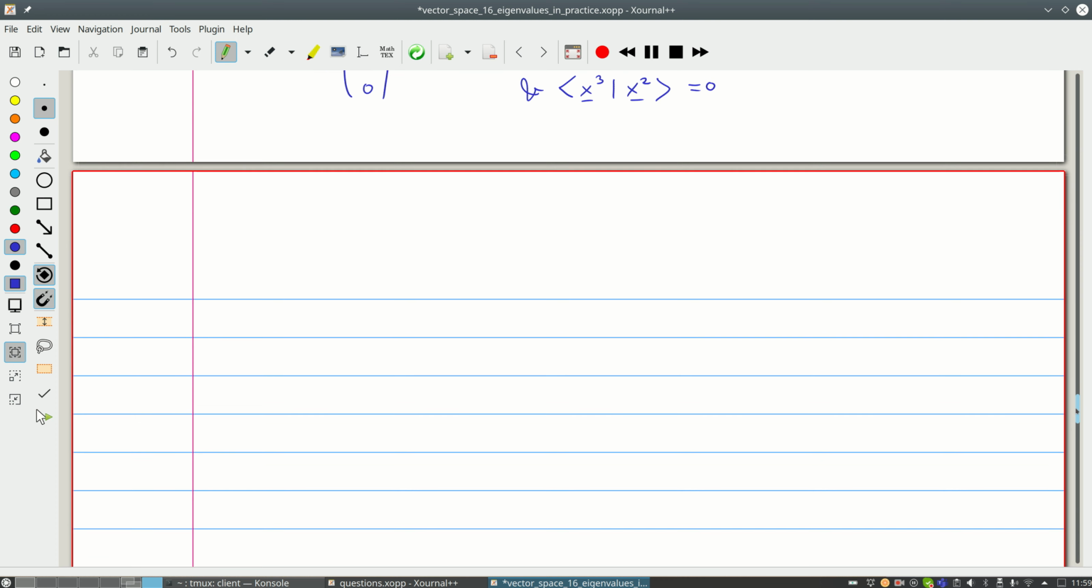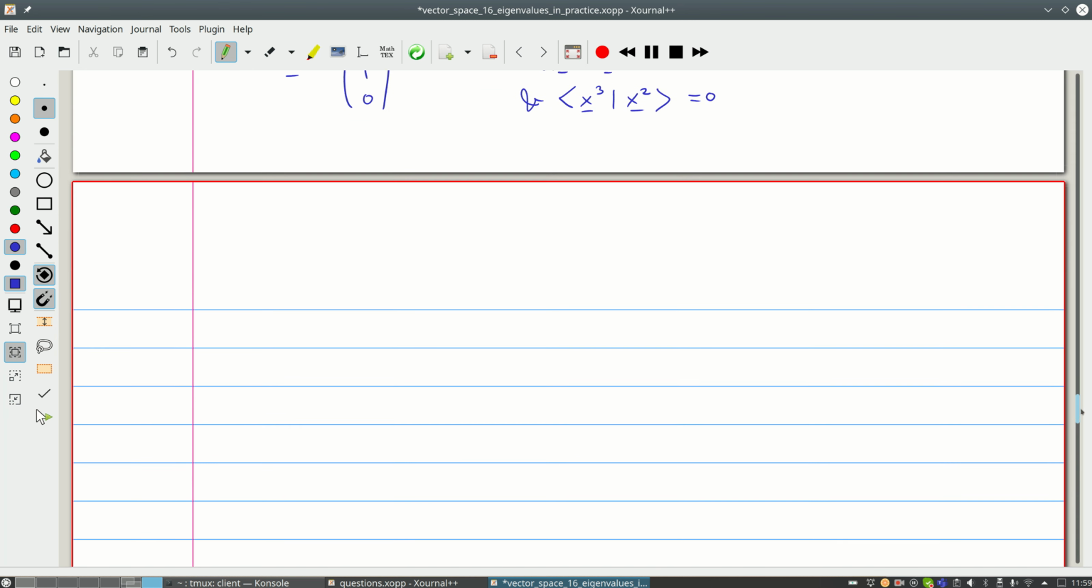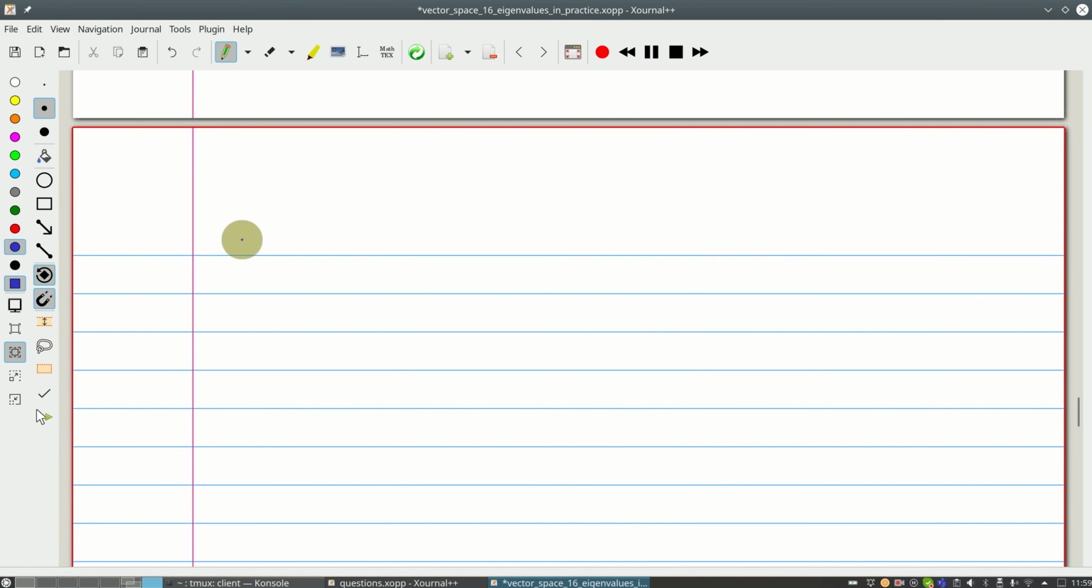But there's another way of doing it. In this way, if you think about it, you can form x2 by any choice of a and b, as long as at least one of them is non-zero. Any of those choices would be good x2s. Then you'd have to form x3 by enforcing that x3 is perpendicular to x2, and I'm going to keep this as an exercise for you.